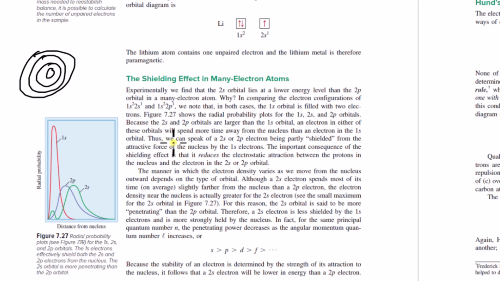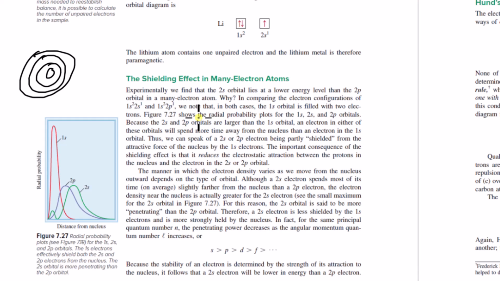Okay, so with this in mind, we can speak of a 2s or 2p electron as being partly shielded from the attractive force of the nucleus by the 1s electrons. Now, this is kind of confusing. It's saying shielded, but if it was unshielded, that would be more stable. Remember that the farther an electron is away from the nucleus, the more energy it has, the less stable it is, right?